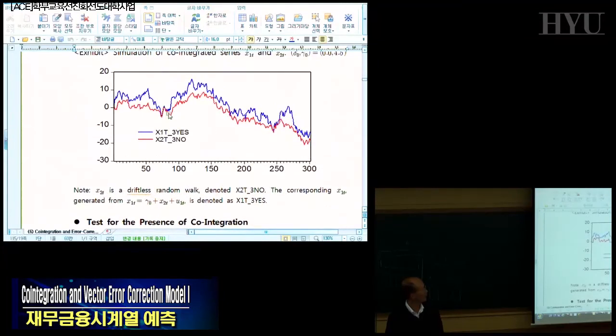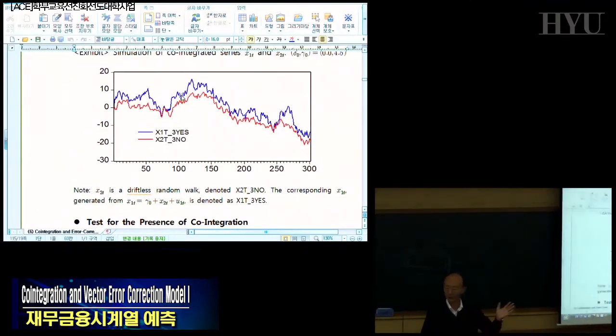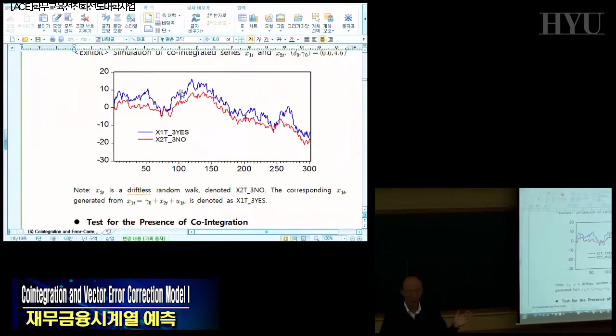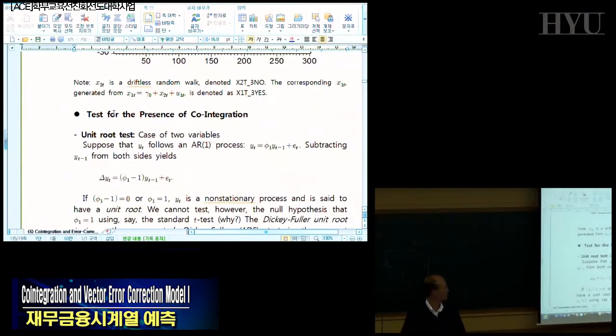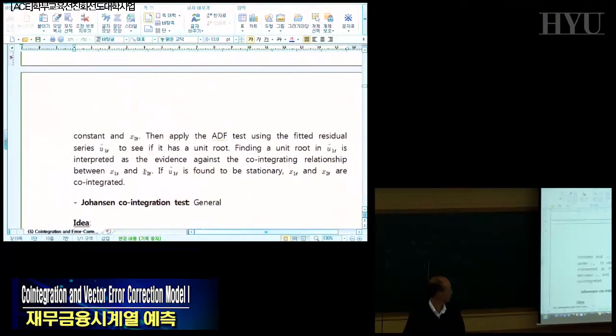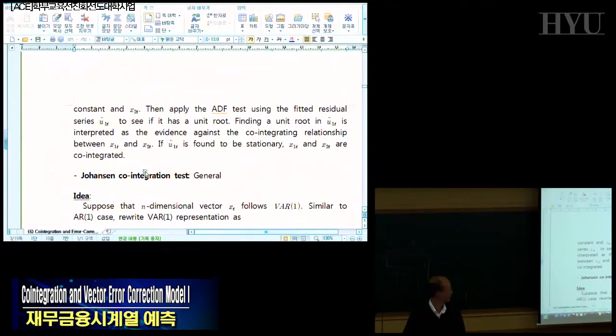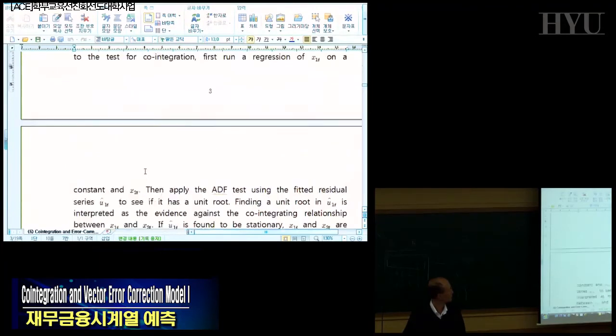Then, if you are given, let's say, these two sequences of data without knowing the data generating process, you have to be able to test whether there is, in fact, this relationship. We know how to conduct a unit root test, right? Augmented Dickey-Fuller test.